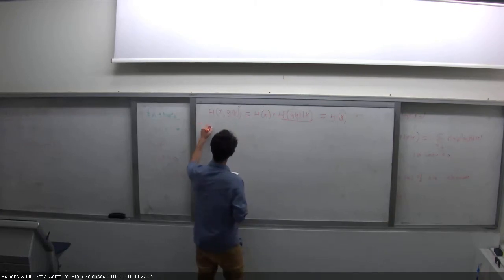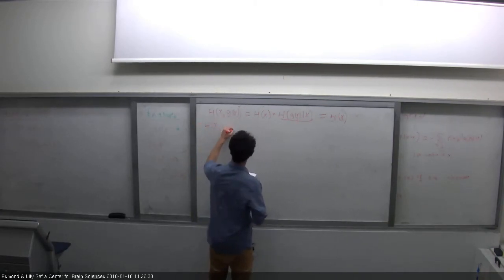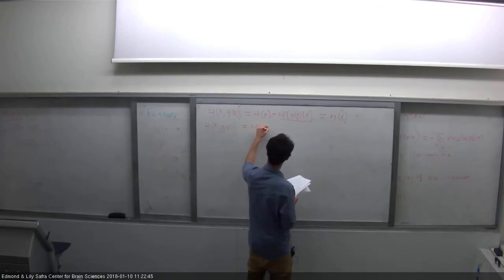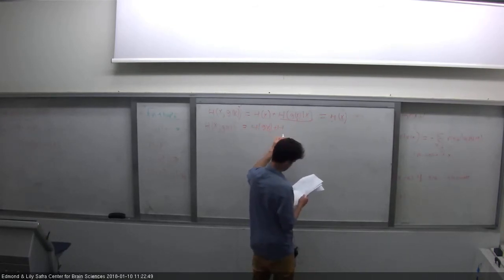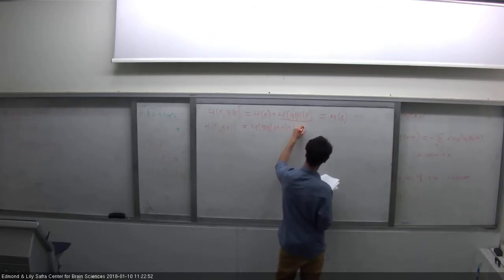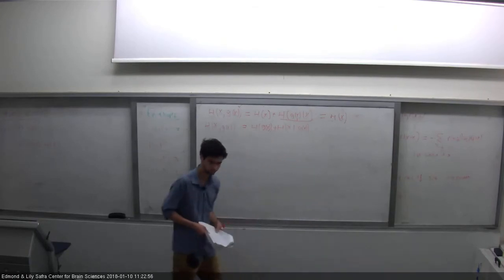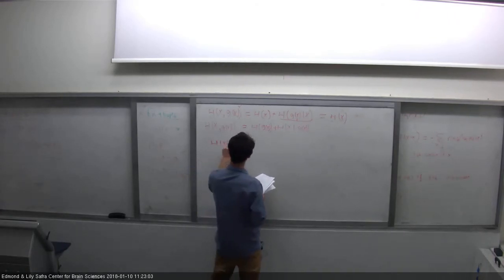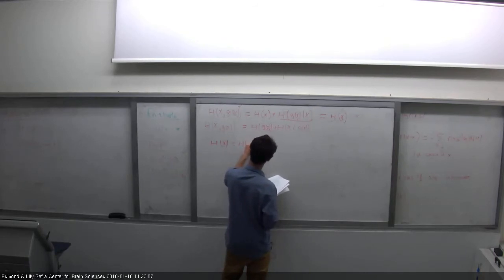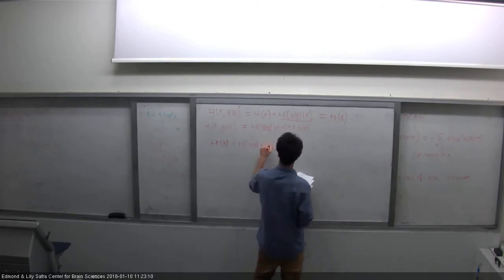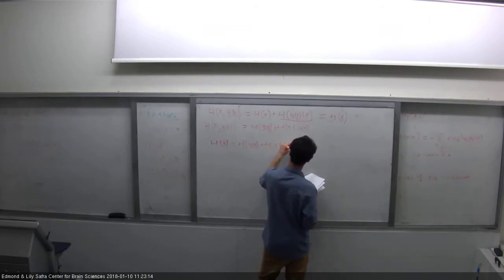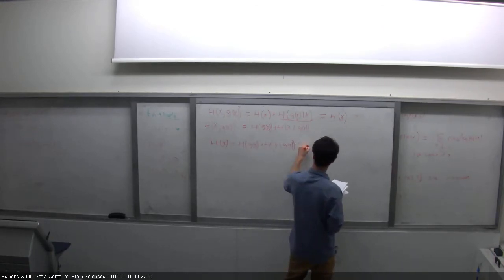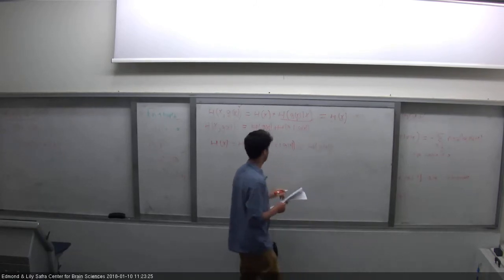And now we can decompose the entropy of X and g of X to the entropy of g of X plus the entropy of X given g of X. Okay? And we get that the entropy of X is equal to the entropy of g of X plus the entropy of X given g of X. This is bigger or at least not smaller than the entropy of g of X. Okay?